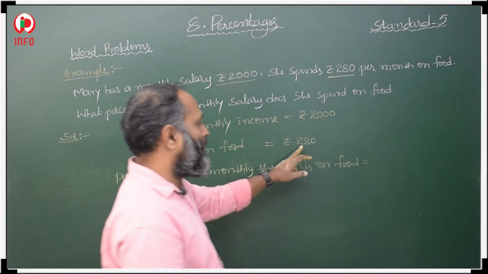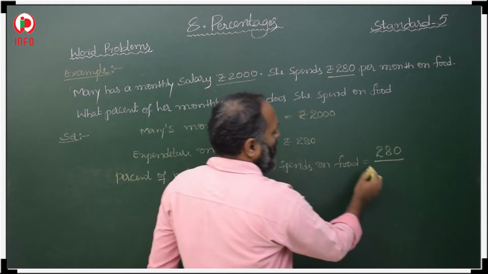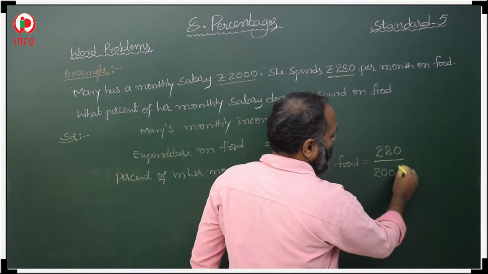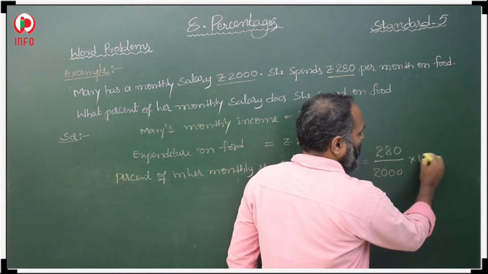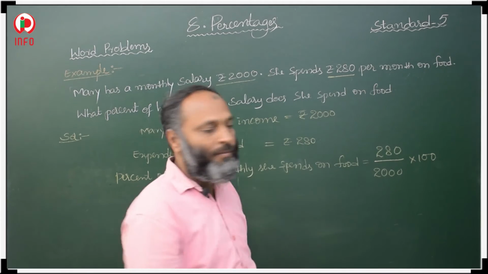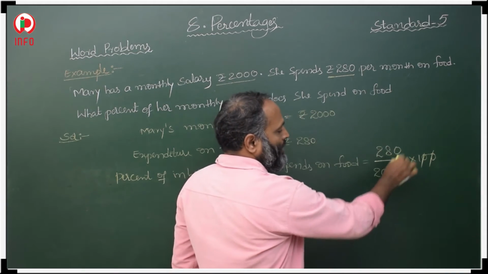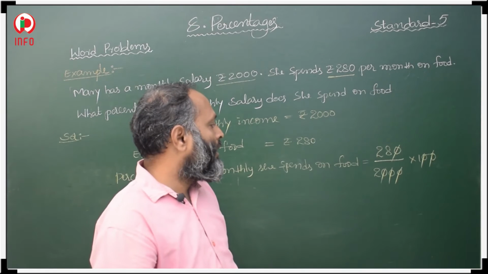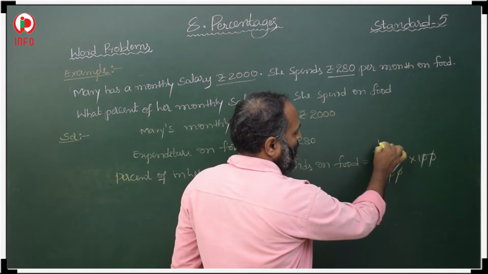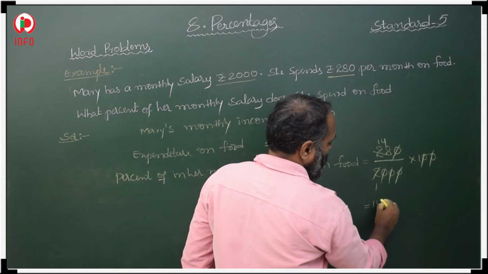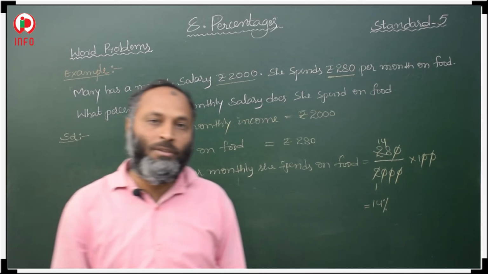How much does she spend? 280 by total amount, how much amount she spends by total amount, into 100, the percentage we have to multiply. Then the zeros cancel. Then after that we cancel these two, 2 ones are 2, 2 fours are. 14% is spent towards food. Okay. So in this way we have to do our solution.